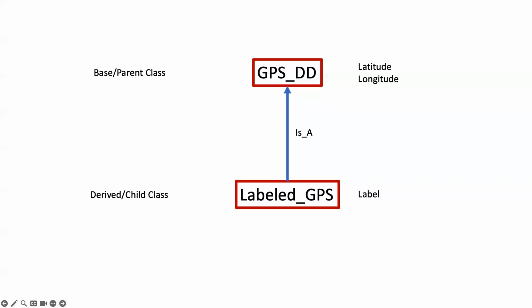All right, so this is what we did last time. It is about a very simple, what we call single inheritance. So we have a derived class, we have a base class. In this example, we call the label GPS, which is the derived class. They inherit everything from GPS DD.